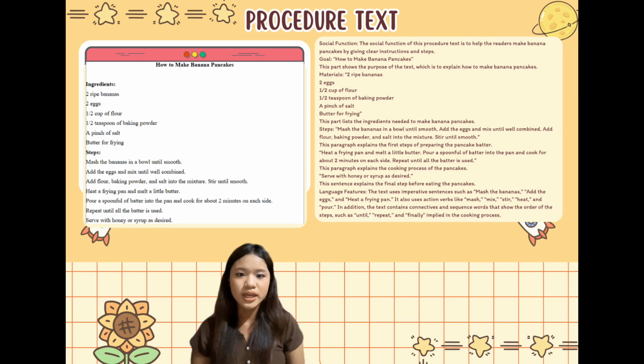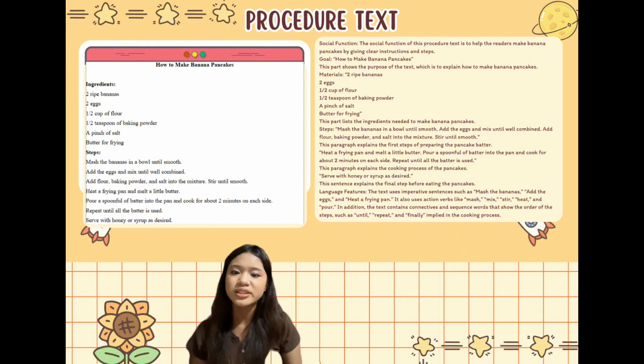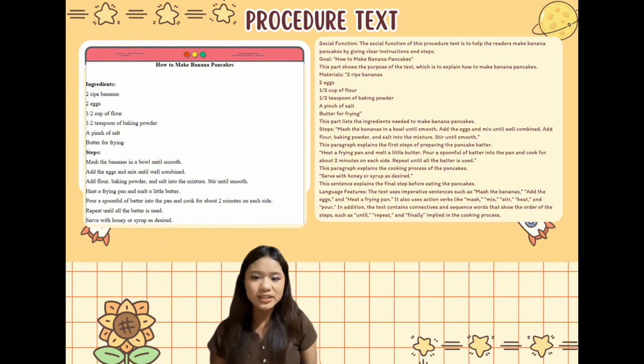Now, let's move to the example text entitled How to Make Banana Pancakes. This text explains the ingredients and the steps needed to make banana pancakes. The writer explained the process clearly, starting from preparing the ingredients, mixing them together, cooking the batter, and finally serving the pancakes. For the analysis, the social function of this procedure text is to help the readers make banana pancakes by giving clear instructions and steps.